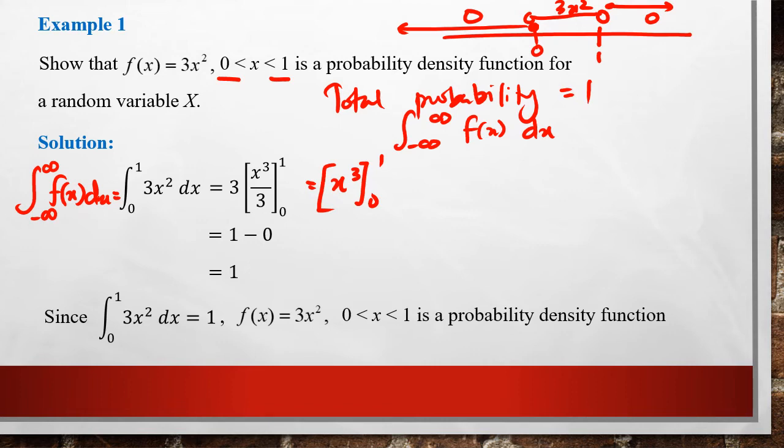So since the integration from 0 to 1 of 3x squared with respect to x is equal to 1, f(x) equal to 3x squared from 0 to 1 is a probability density function. So by using this property only, we can show whether it's a PDF or not. Okay.